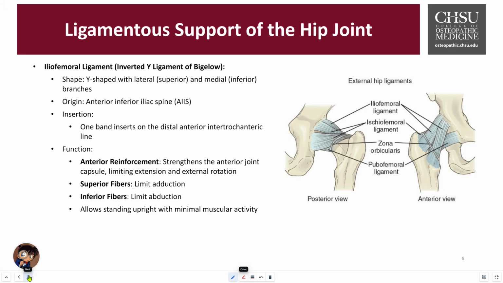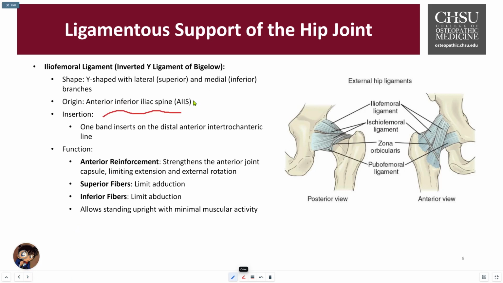So let's take a look at the iliofemoral ligament first. This is the inverted Y ligament, and this plays a key role in stabilizing the hip joint. It has two main branches. There is a superior lateral aspect, and there's also going to be a medial inferior aspect. This ligament originates from the anterior inferior iliac spine, the AIIS.